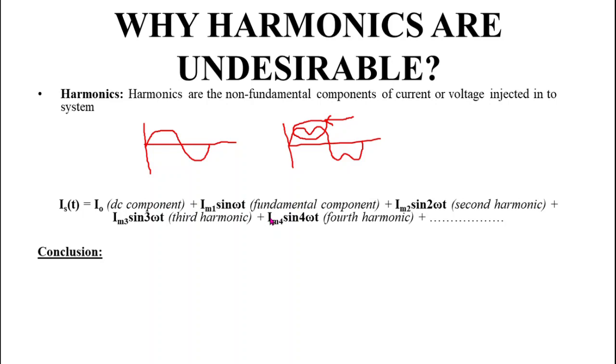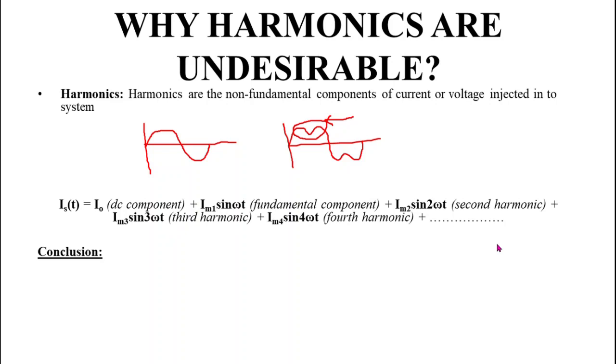So, we have to write the RMS value of this current i(ωt). For that, we will calculate the individual RMS values of all these components. The RMS value of this DC component is I0. RMS value of this sinusoidal component is Im1 by root 2. RMS value of this second harmonic component will be Im2 by root 2. And similarly, for this third harmonic component it will be Im3 by root 2, and so on.